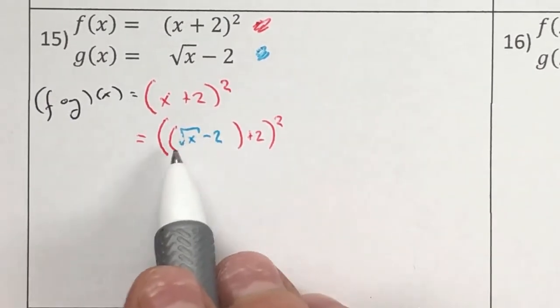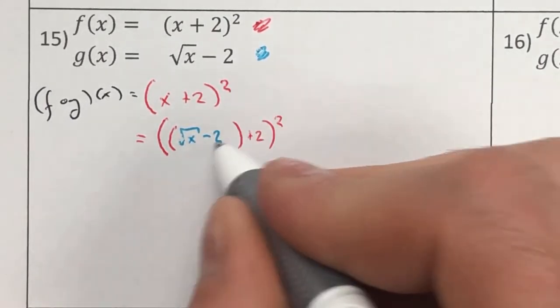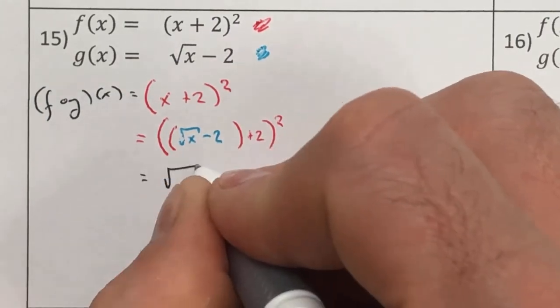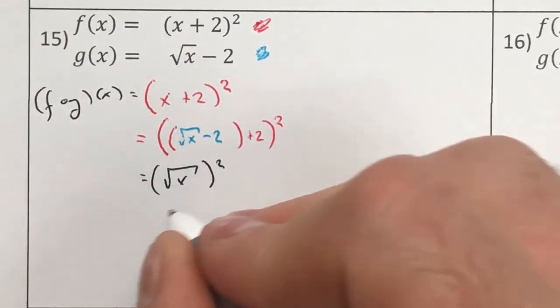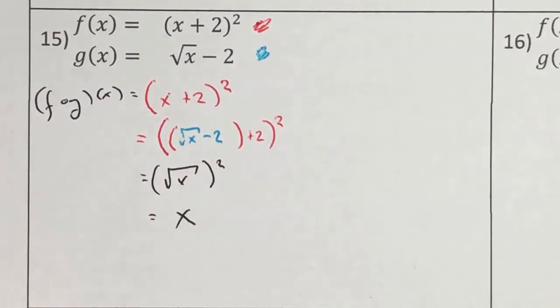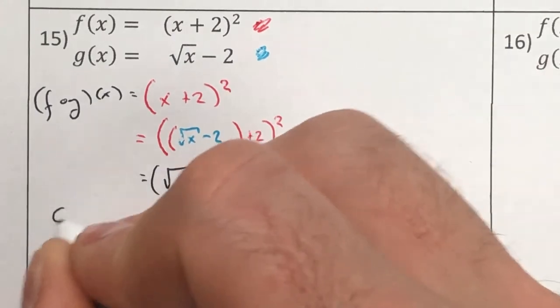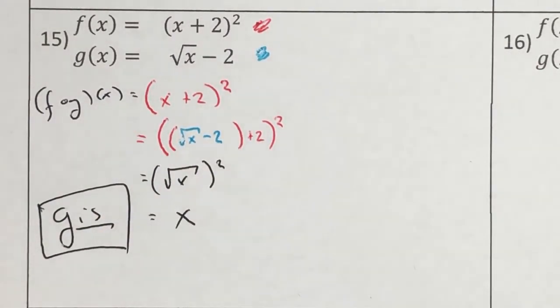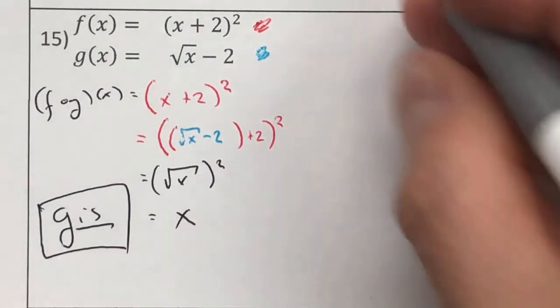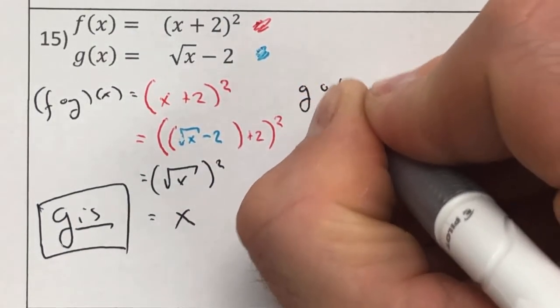So I can't do anything right here, so I'm going to go ahead and add the 2. So minus 2 plus 2 leaves me with root x squared, and then I can square it and say x. So I know G is the inverse of f. We have our real one, which lets you know that the other way around, we're going to get a different answer.